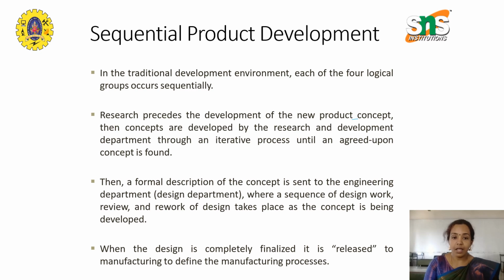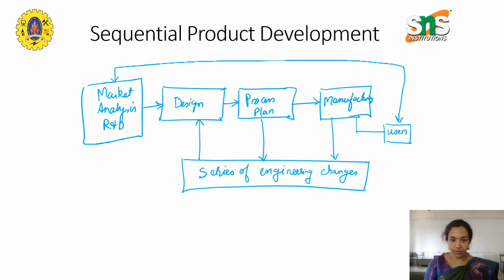Then a formal description of the concept is sent to the engineering department or the design department, where a sequence of design work, review, and rework of design takes place as the concept is being developed. When the design is completely finalized, it is released to manufacturing to define the manufacturing processes.